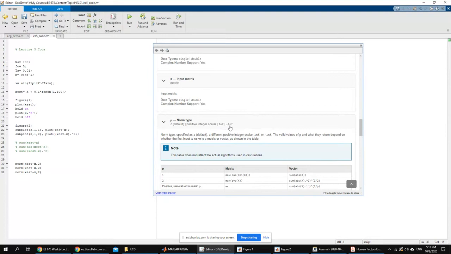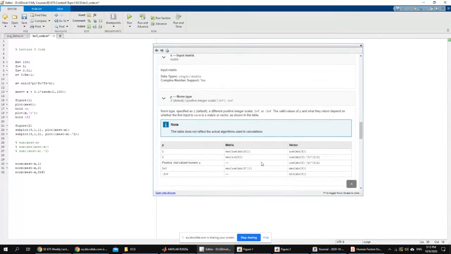If you use minus infinity, you're talking about the smallest one; you get the minimum. I'll just put it here and see the values. This computes whatever the equation tells you. You have the definitions here if you want. The definition is the maximum of the summation of this, but that is for a matrix. If you have a vector, it will be just the summation of the absolute values, and so on.